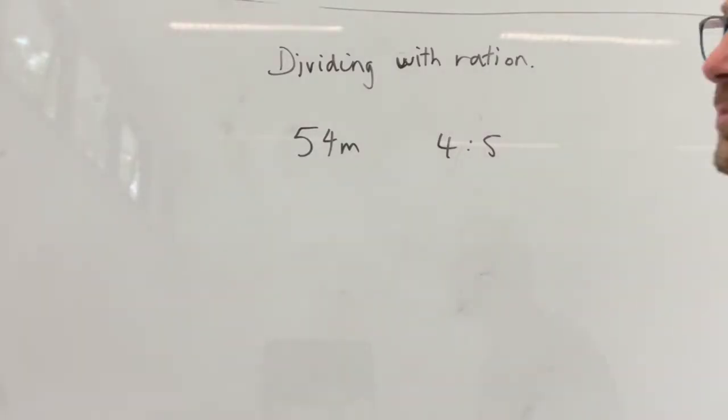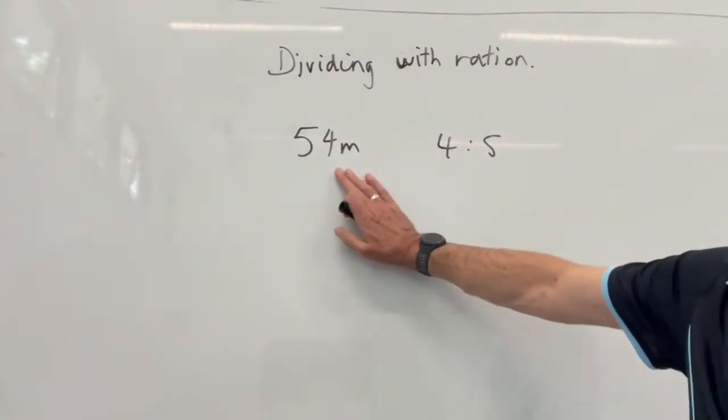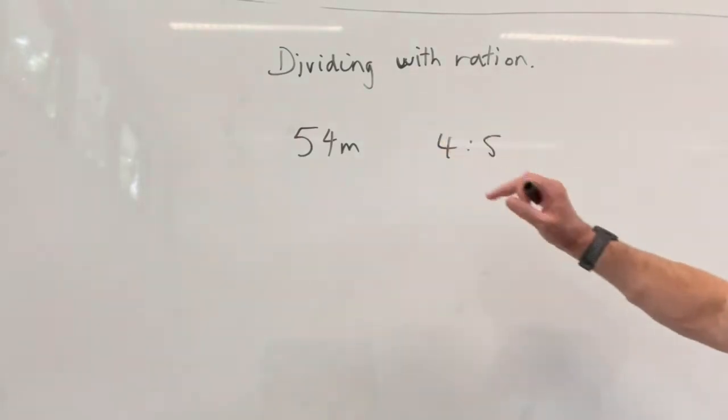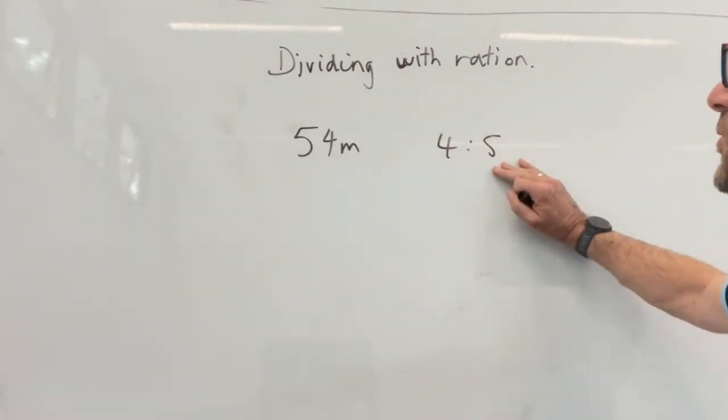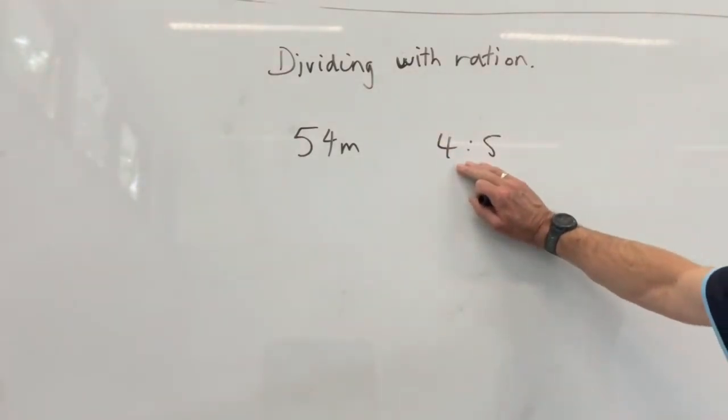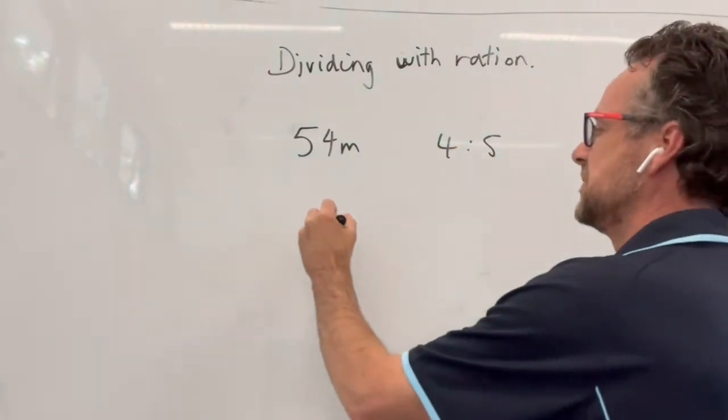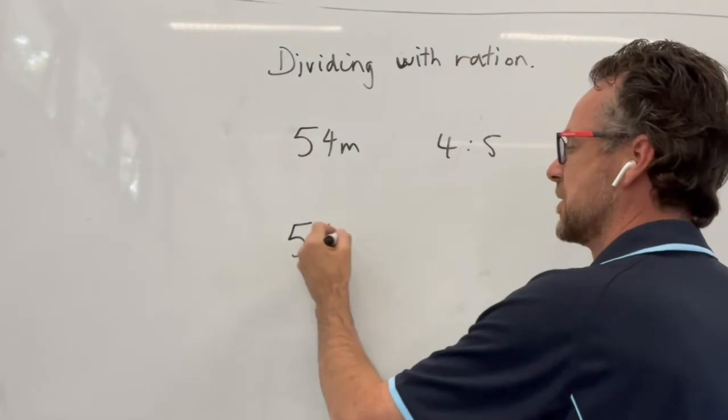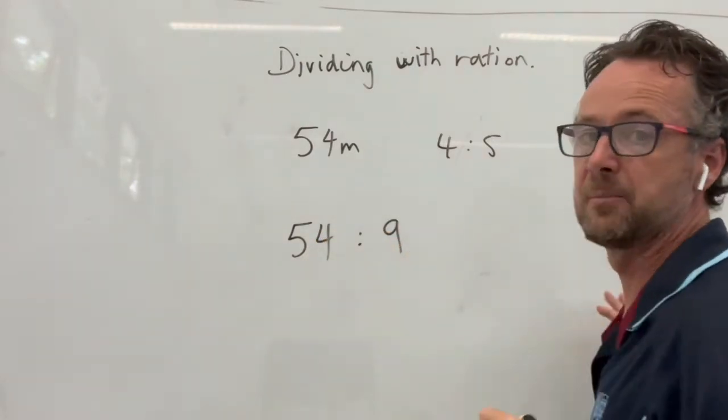Okay, so let's look at a new problem. So here we have 54 metres, let's say it's 54 metres of rope, and we want to split it up according to the ratio of 4:5. We know that 4:5 adds up to 9, so there's 9 parts. So 54 metres of rope is going to be in 9 parts, okay?